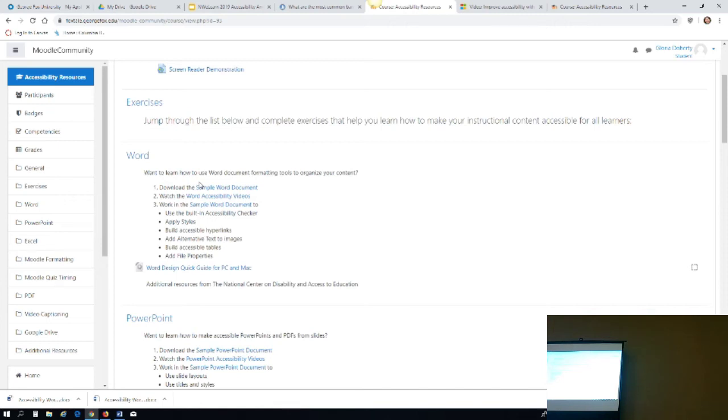So the first thing they can see is how to go find that accessibility checker: go to Review, hit Accessibility Checker, and then see what kind of reporting it gives you and where you might start to feel anxious, and have people around you who can help you interpret what that means.